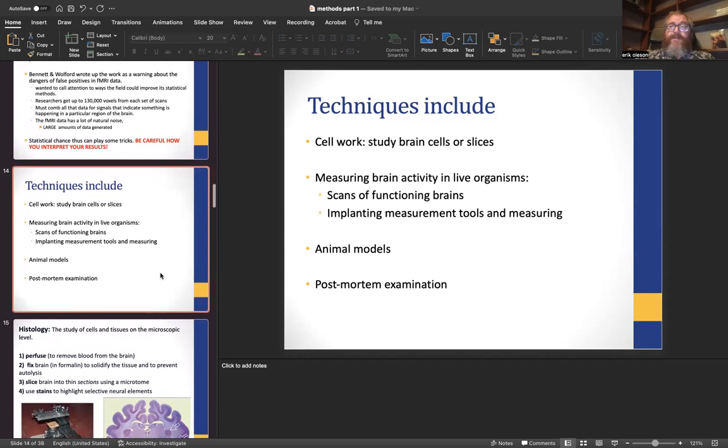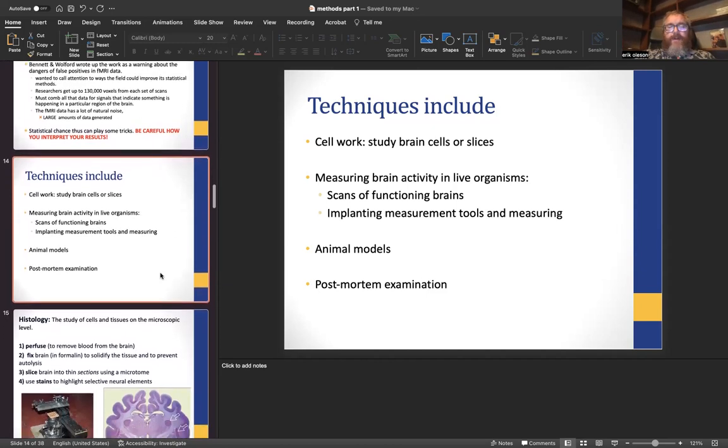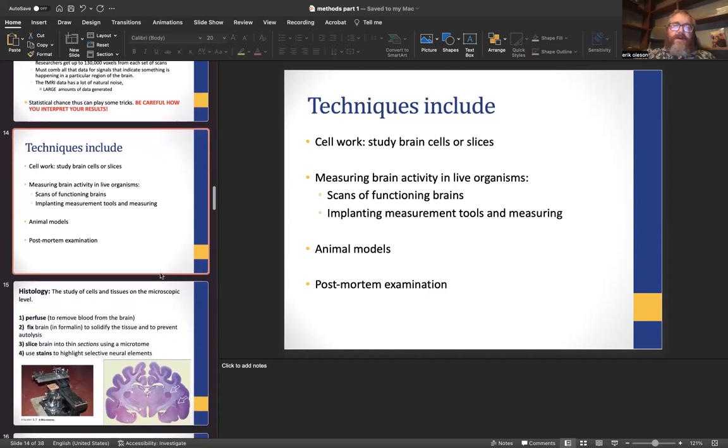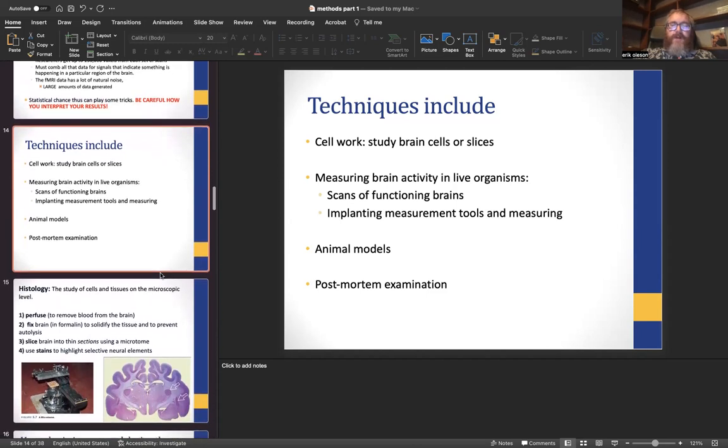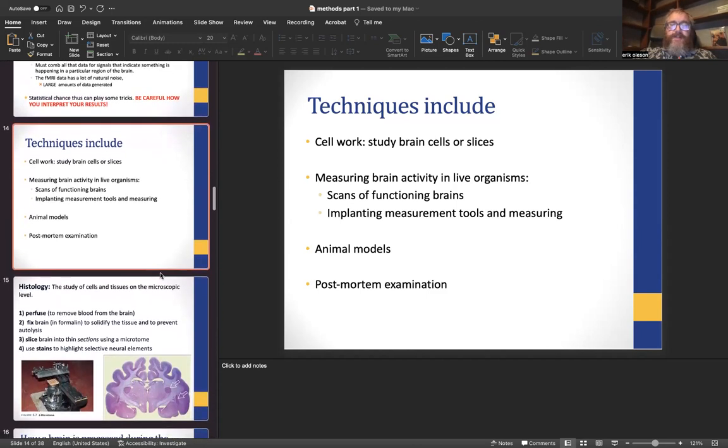Now, there are many different techniques in science. We're going to go over a lot of them. Some that I'm going to talk about now include cell work and a little bit on animal studies.